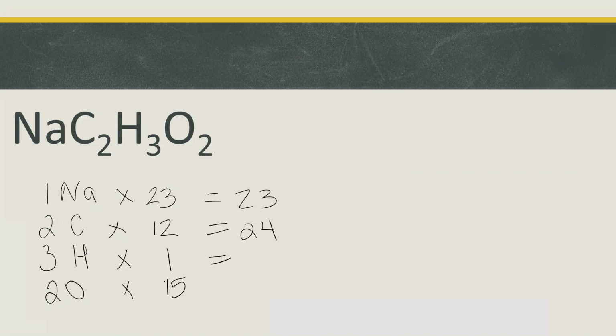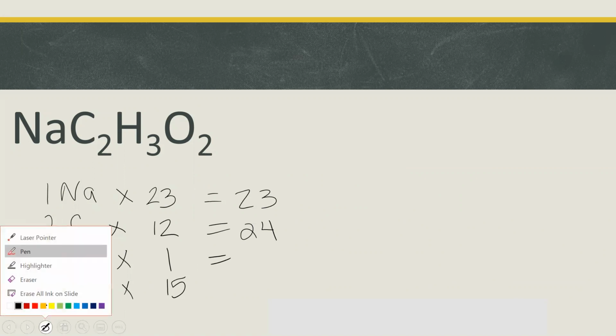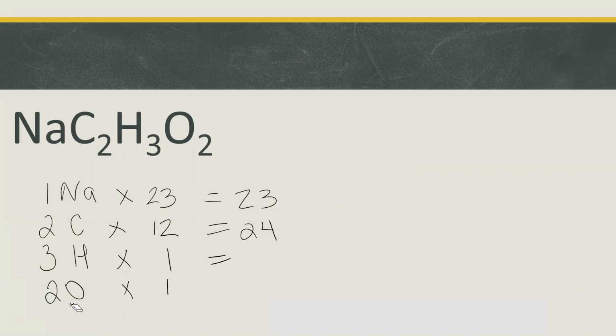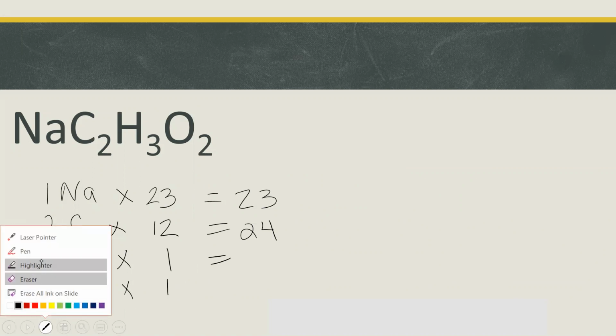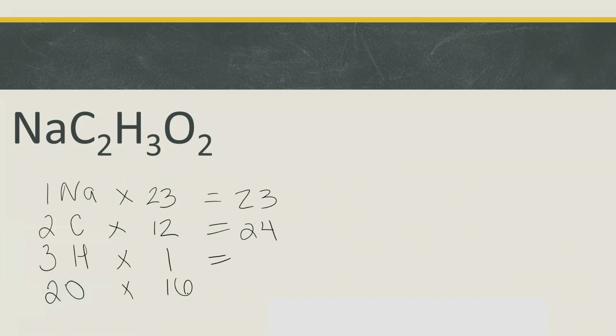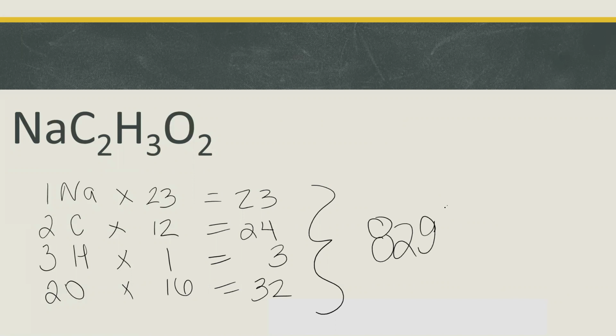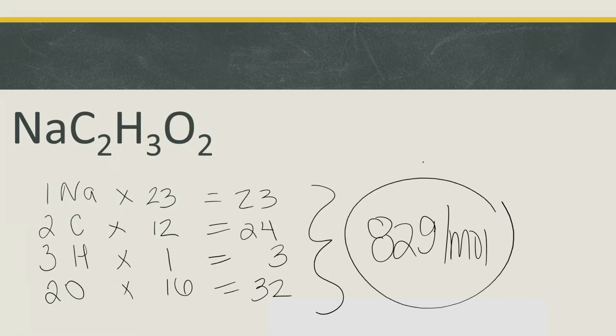Oops, look, I made a mistake. See, this is why you need to check. I have 15 for oxygen, but it's 15.999. So I have to round that up to 16 if I'm going to round. Okay, adding all the masses. And you have to show some work. You gotta show me something. You can't just give me an answer. I get 82 grams per mole for this compound.